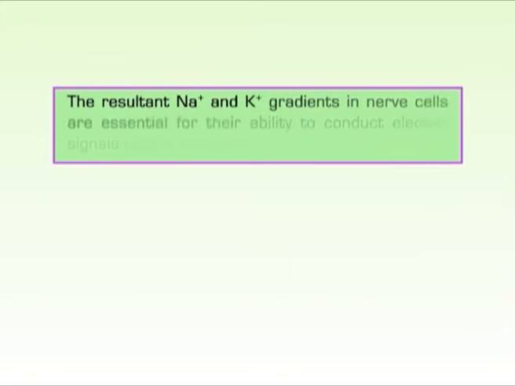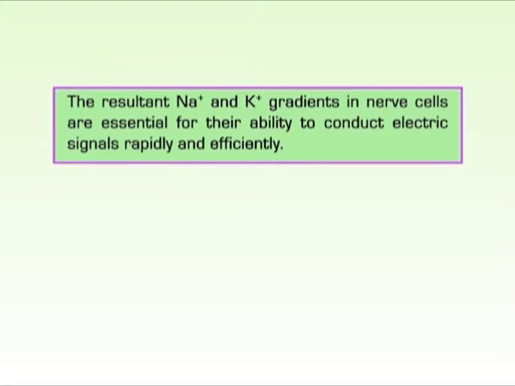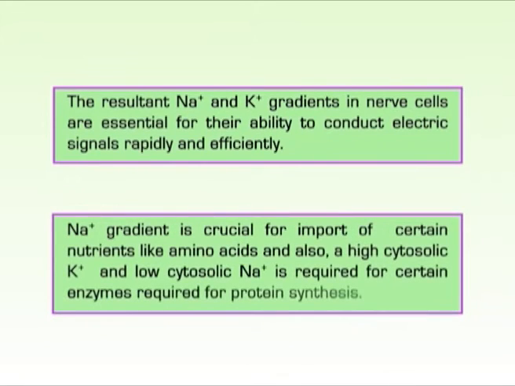The resultant sodium ion and potassium ion gradient in nerve cells is essential for their ability to conduct electric signals rapidly and efficiently. Sodium gradient is crucial for import of certain nutrients like amino acids, and also high cytosolic potassium ions and low cytosolic sodium ions are required for certain enzymes required for protein synthesis.